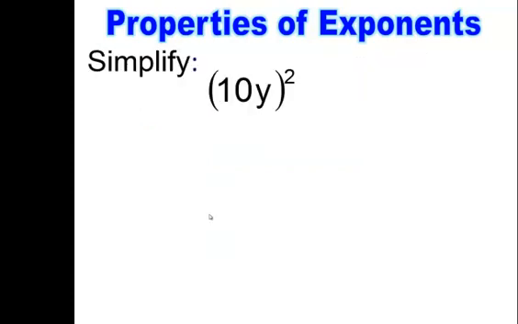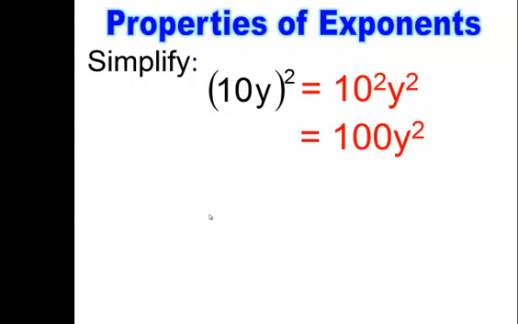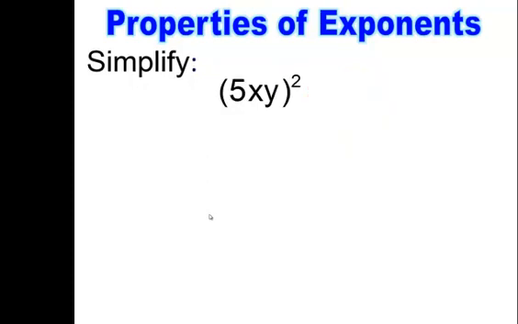Pause and try. So notice here you end up getting 10 to the 2nd power. It's not 10 times 2. It's 10 to the 2nd power. So you end up with 100y squared. Pause and try. So you're going to end up having 25x squared, y squared.